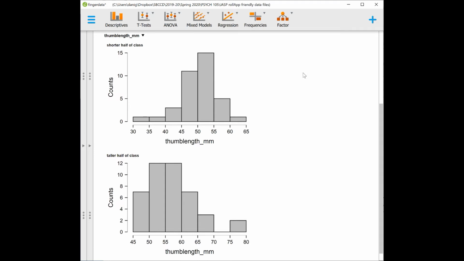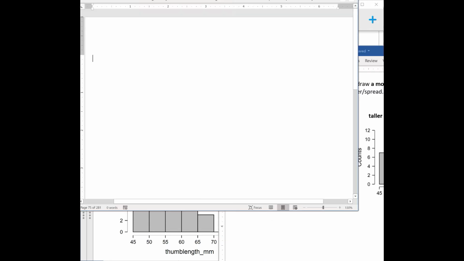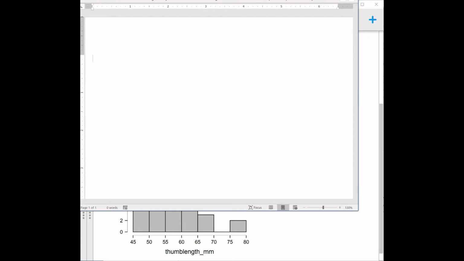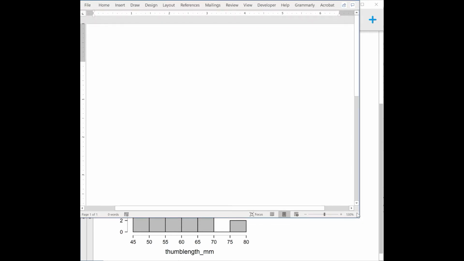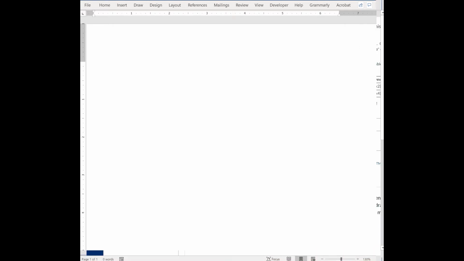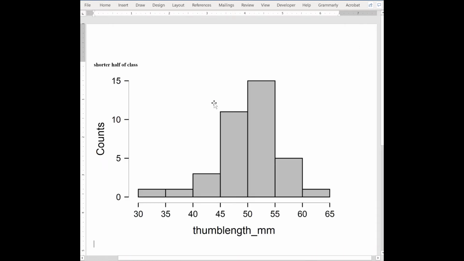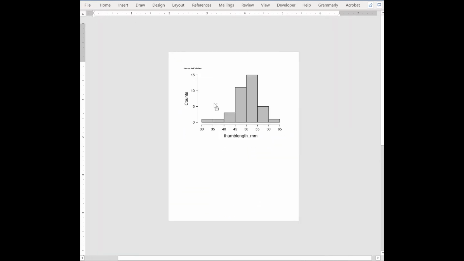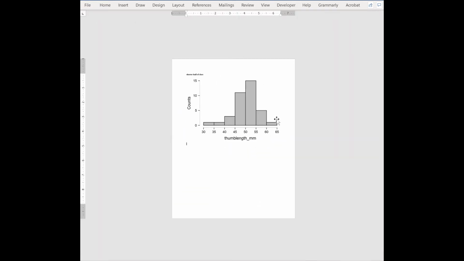So let's go ahead, and the nice thing about JASP is we can copy and save images really easily just by clicking that little down arrow. So I'm going to go ahead and copy this, copy to clipboard. Now let me open up a new place to work so I can do some drawing. So I just pasted, and you can see it pasted that shorter half of the class.